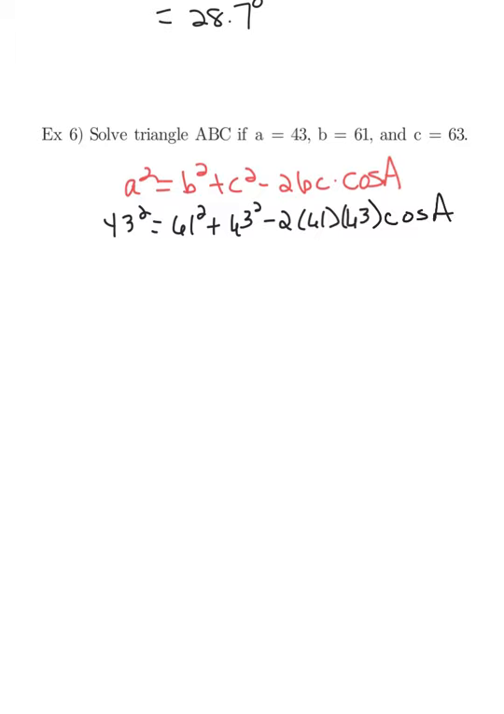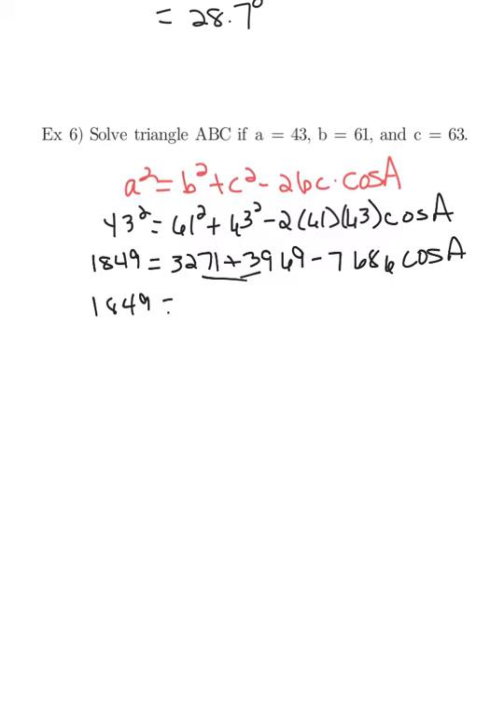Well, 43 squared is 1849. 61 squared is 3721. 63 squared is 3969. 2 times 61 times 63 gives us 7686 times the cosine of A. Putting my like terms together here, I will have 1849 equals 7690 minus 7686 times the cosine of A.